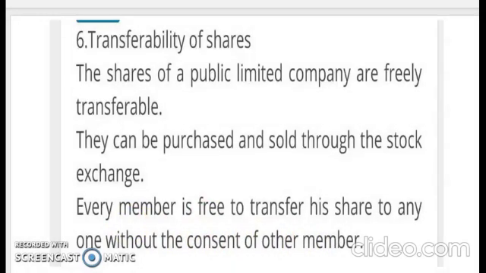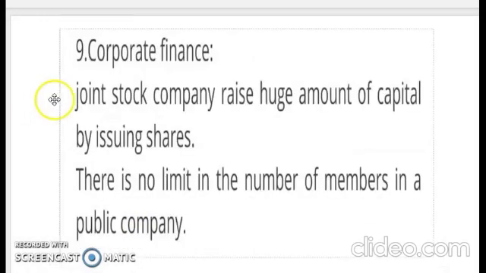Next feature will be corporate finance. A joint stock company raises a huge amount of capital by issuing shares. There is no limit on the number of members in a public limited company. Another feature which we have is the common seal. I'm not going to go into that feature in detail because it is very easy. In fact, you all know that each company has a common seal, which works like a signature.